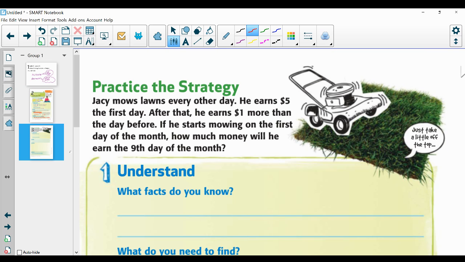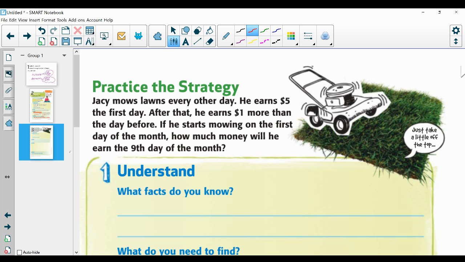JC mows lawns every other day. He earns $5 the first day. After that, he earns $1 more than the day before. If he starts mowing on the first day of the month, how much money will he earn on the 9th day of the month? So what facts do we know?